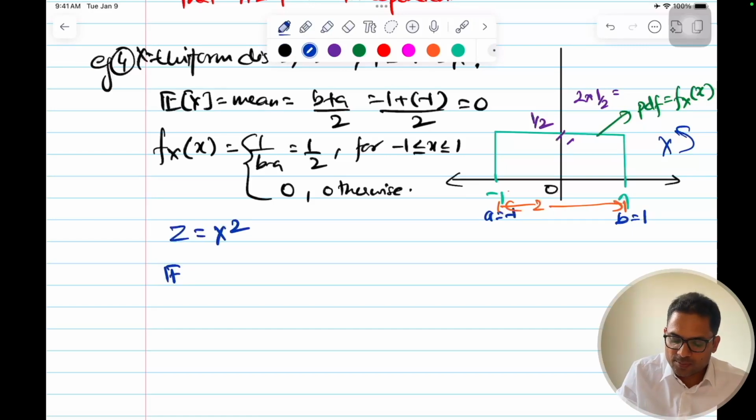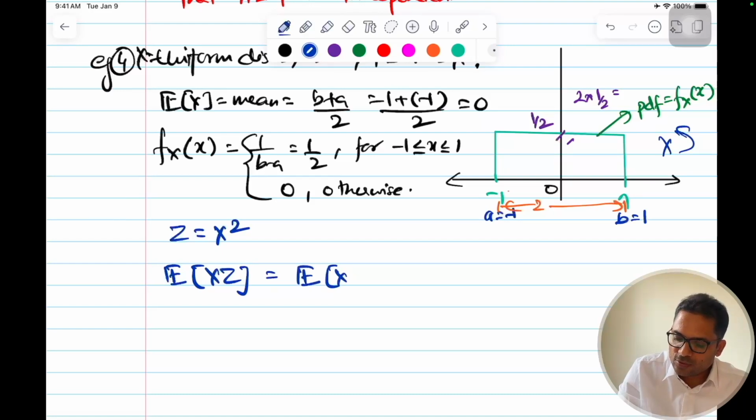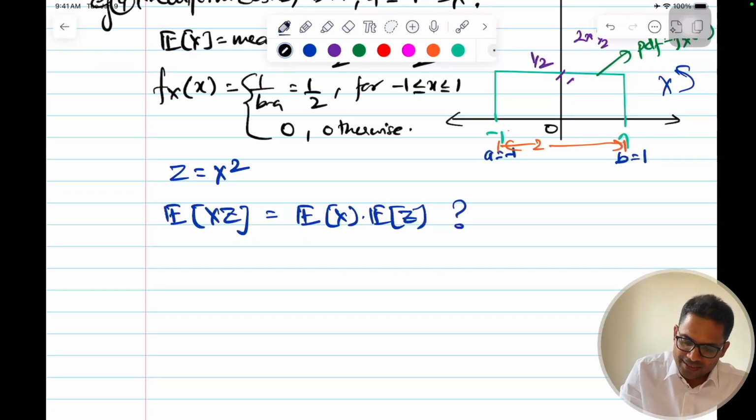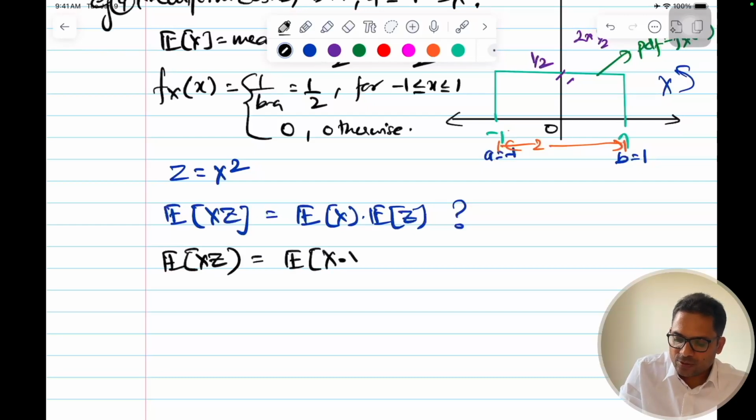So what will be the expected value of xz? Now we have to prove whether the expected value of xz is equal to the expected value of x into the expected value of z or not. We have to find this out. So let's do the LHS first. Expected value of xz is equal to expected value of x into x square, that is expected value of x cube.